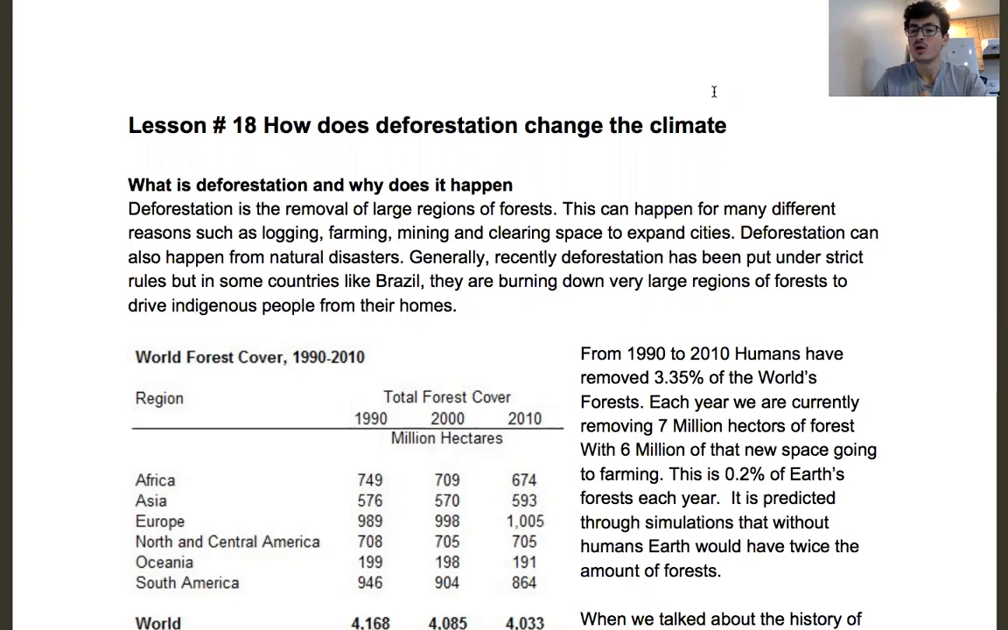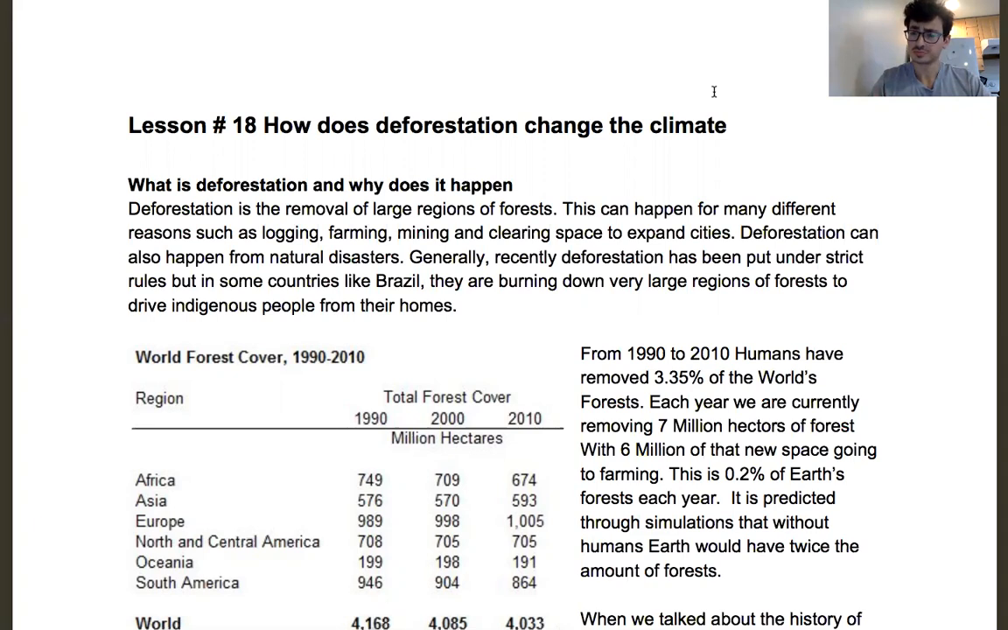So let's start with what is deforestation and why does it happen? This is when we remove a large portion of forest, so any region that's covered in trees, and we just wipe it out. We do this for many reasons. Sometimes we do it for logging. We want to get the timber. A lot of the time in British Columbia, we cut down forest so that we can get the wood, and that wood is turned into paper or other supplies.